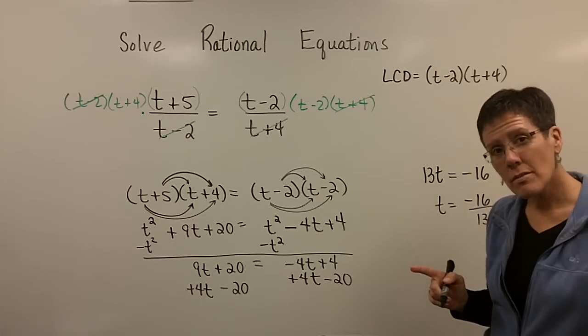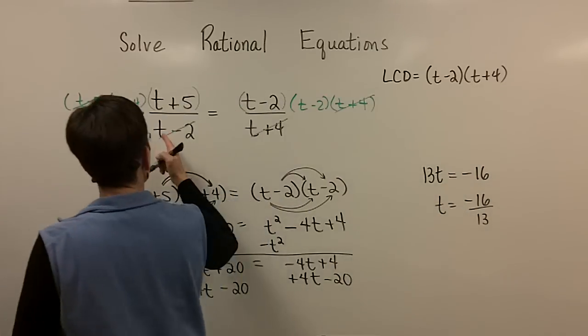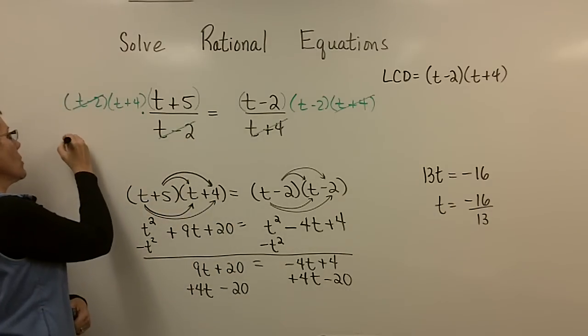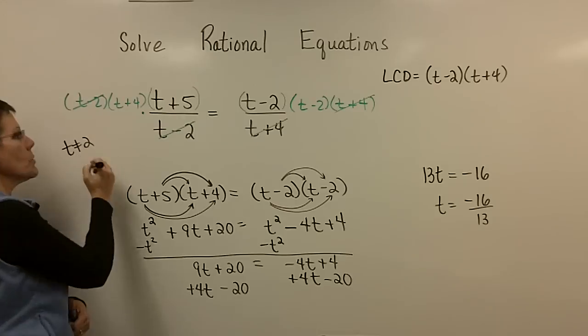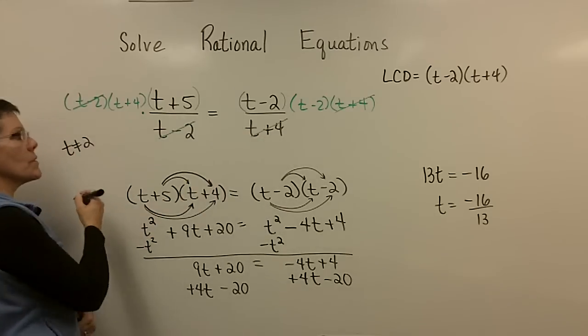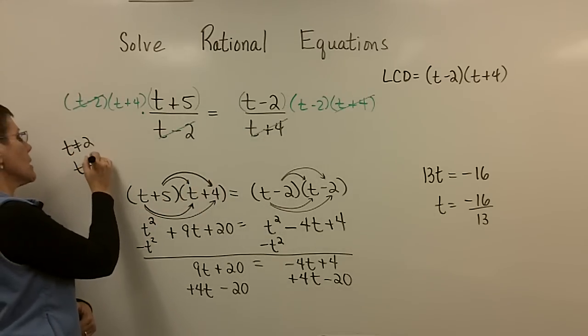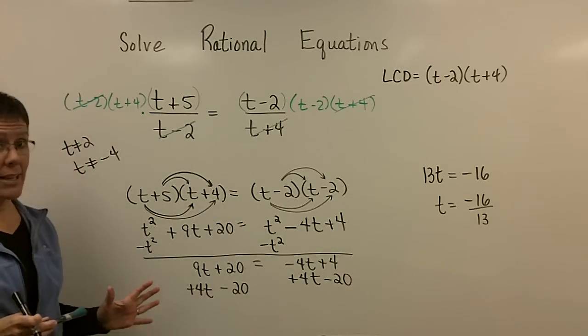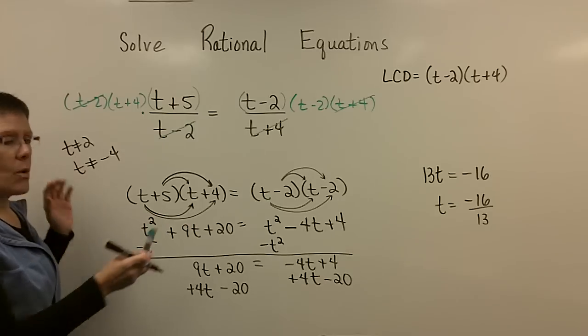My restrictions for this problem, look at the original problem. t minus 2 was in this denominator, so I know that t could not equal the number 2. And t plus 4 was in that denominator, so I know that t cannot equal negative 4. My value for t did not turn out to be that, so I know it's not one of the restrictions.